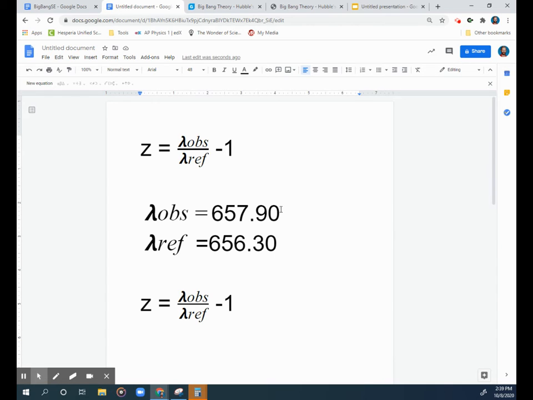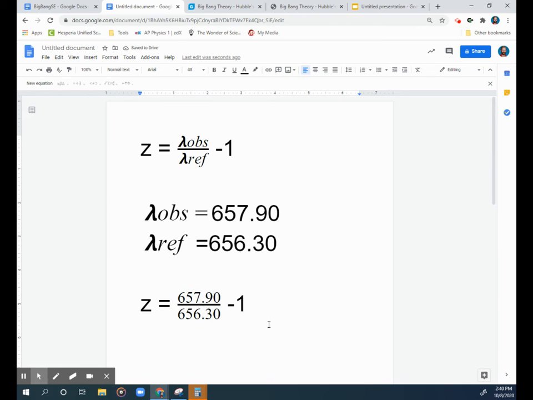So let's take these values and plug them into the equation. So that's our lambda observed. We know that goes in the top here, so let's put that in the top. And then there's lambda reference. This goes in the bottom, so let's put that in the bottom. And now we have our equation ready.